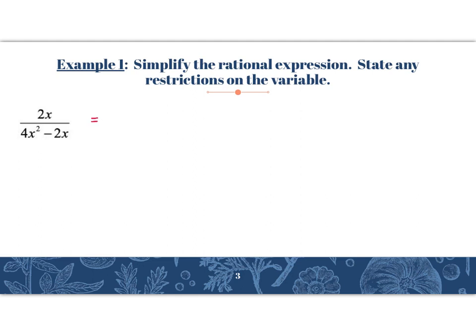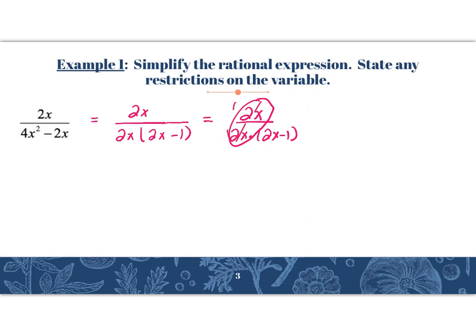Well, 2x, I can't factor anymore, so we get 2x. Now on the bottom, how does this factor? Well, the GCF is 2x. I'm going to factor out that, and I get 2x minus 1. So now think about this. We have 2x on top, and then we have 2x times 2x minus 1. Well, you have a factor on the top and the bottom of 2x, so this simplifies to 1. So you get 1 over 2x minus 1.